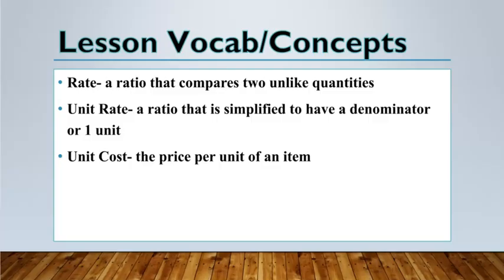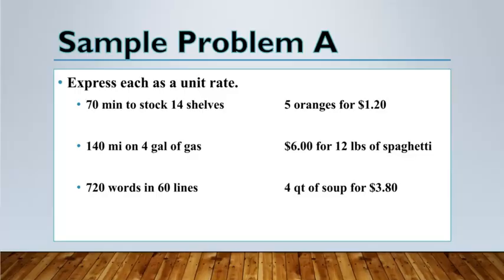So that means we're trying to find out what is the cost or the rate of one item. And when you're dealing with the unit cost, that's the price per unit or price for one, like if you're at a store, the price per box or per bottle. So let's take a look at our first examples. Here we need to express each as a unit rate.